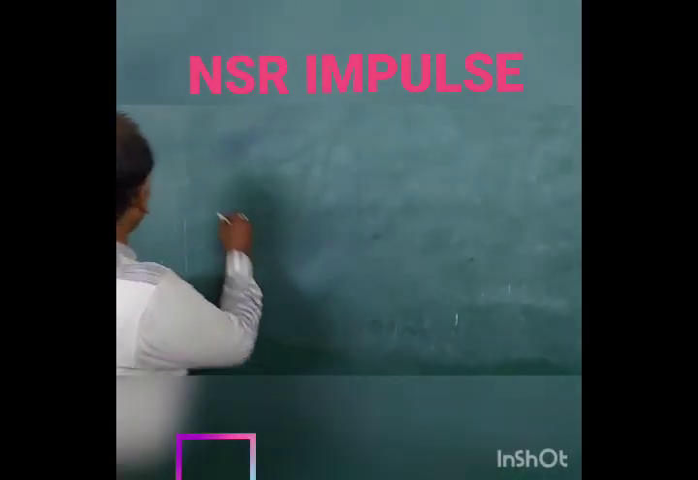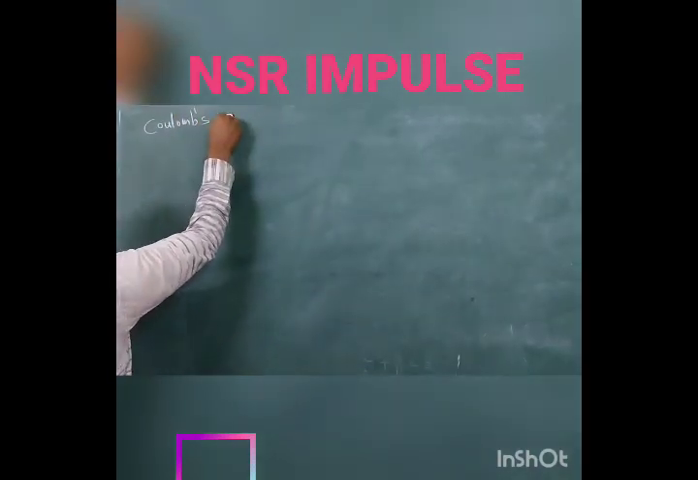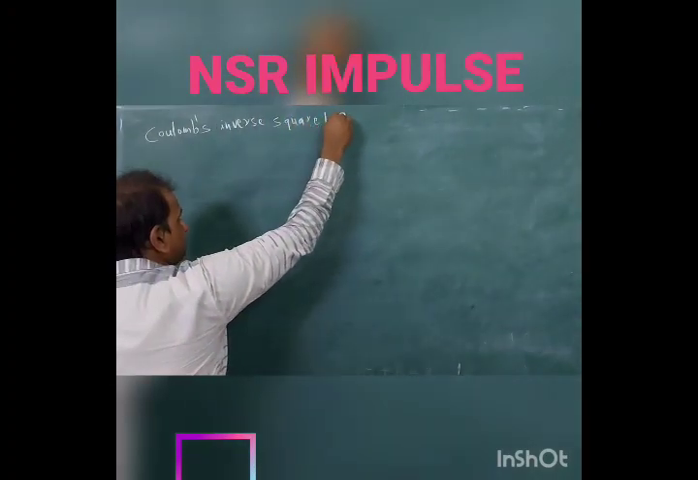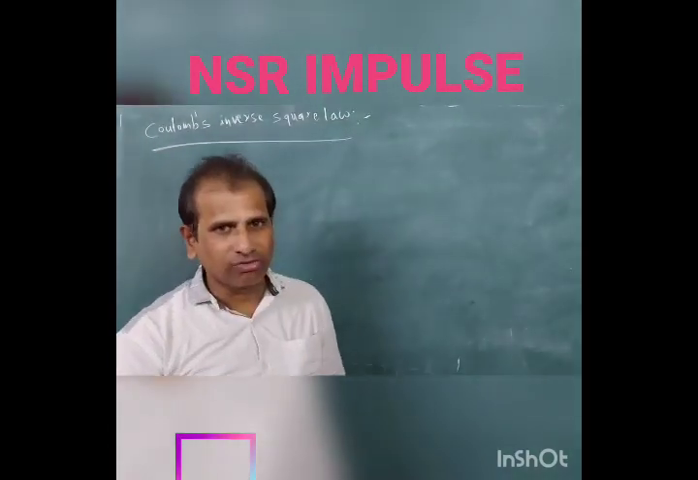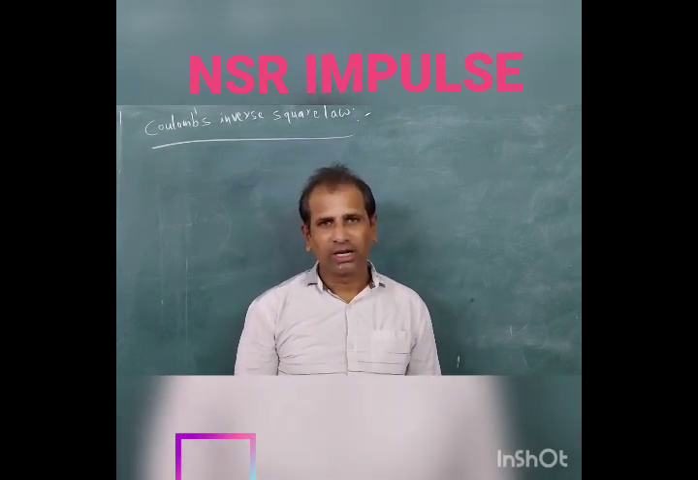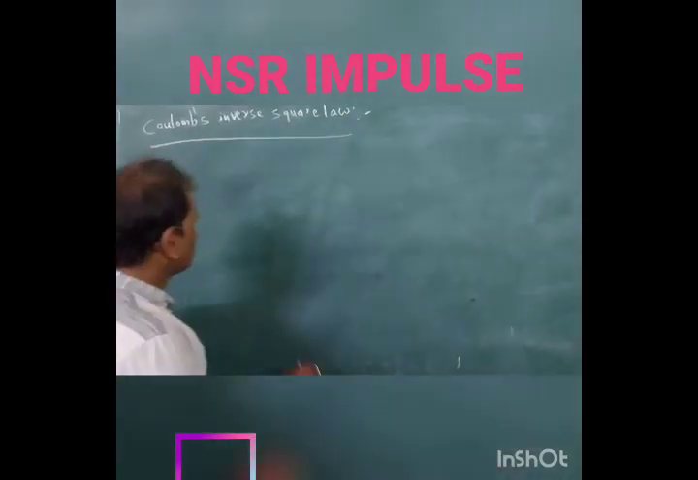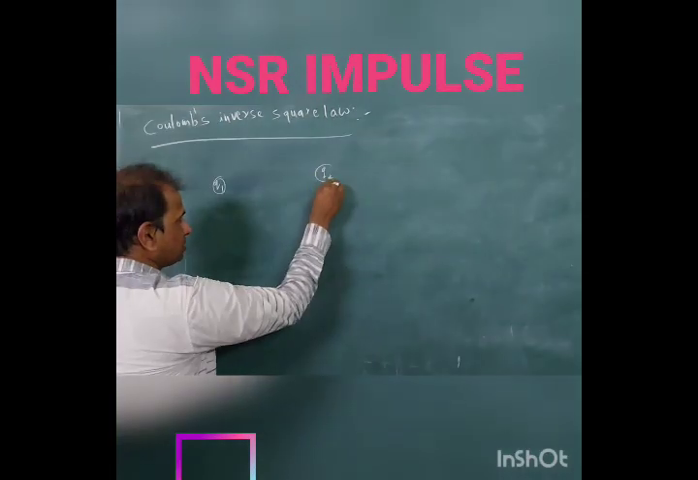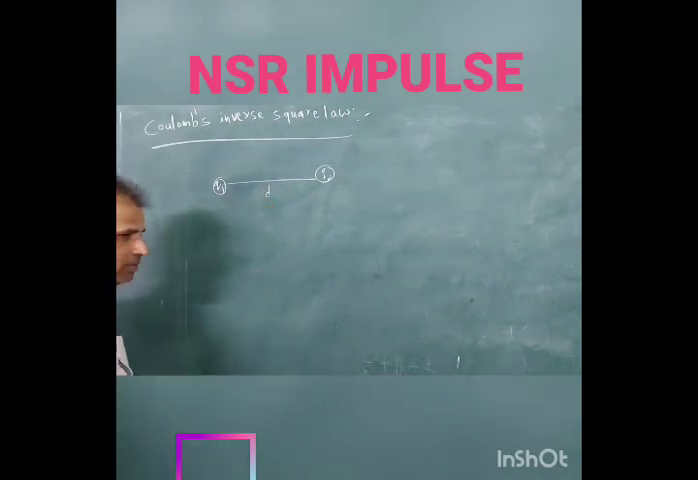So let us discuss Coulomb's inverse square law. In order to define Coulomb's inverse square law in electrostatics, two charges are required. Let us represent the two charges with Q1 and Q2. So these are the two charges, Q1 and this is the other charge Q2. Both are separated by a certain distance d.